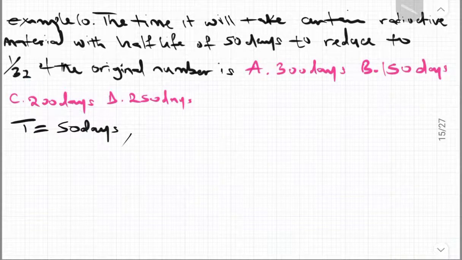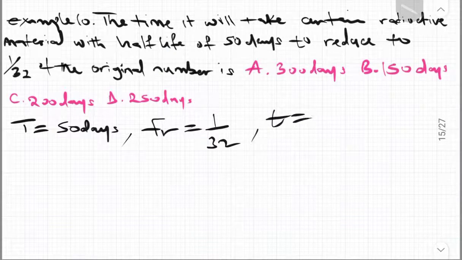Because they said to reduce to, that means this is the fraction remaining, right? Since it is reducing to, this should be the fraction remaining. So we have fraction remaining is 1 over 32. So we're asked to find the time, which is small t, it takes. Of course, from here we can find our disintegration ratio R.